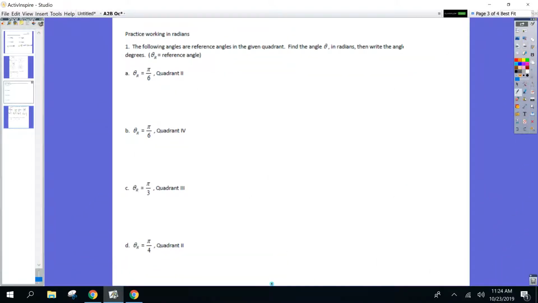All right, so I have a reference angle of pi over 6, which in our mind we're thinking what as far as degrees? 30 degrees. And I'm in quadrant 2. What was the original angle I started with? All right, and it says find the angle in radians, then write the angle in degrees. So we're going to need both.